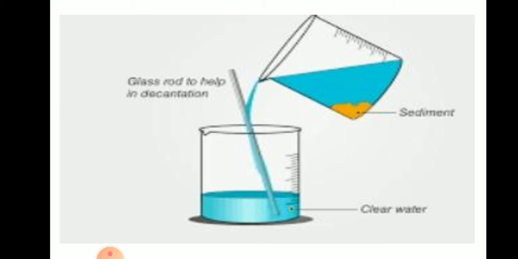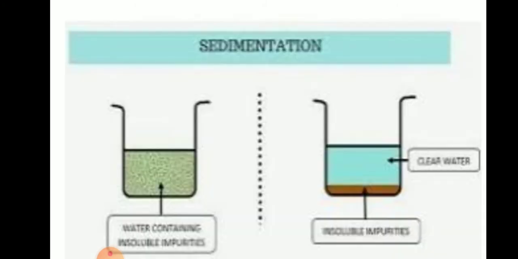Children, let me also discuss some methods of separation of impurities from the water. Firstly, we'll discuss removing insoluble impurities from water. Insoluble impurities like sand and mud can be removed by sedimentation, decantation and filtration methods. Let me discuss these three methods first.